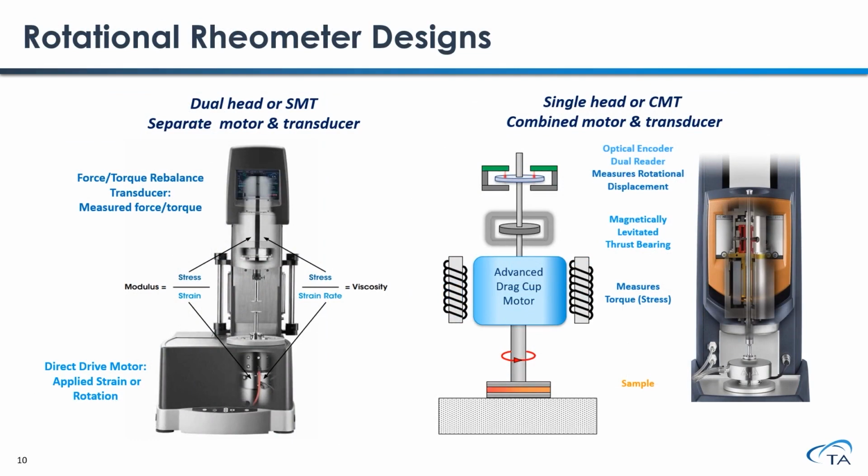The ARES G2 rheometer has a separate motor and transducer design. The motor is built into the bottom of the instrument, which directly applies the strain to the sample. And the transducer is built into the top of the instrument and measures the stress generated from the sample. The Discovery Series rheometer has a single head design. Both motor and transducer are built into the head of the instrument. The motor applies the stress to the sample, and the optical encoder monitors the deformation coming from the sample.